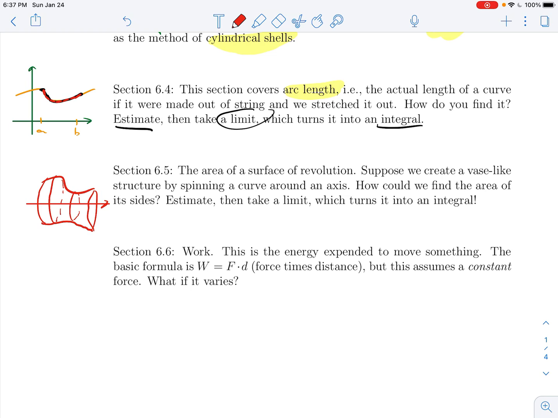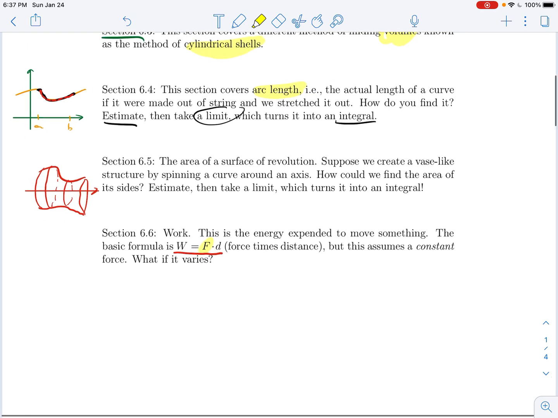Section 6.6 is about work. In physics, you may have learned that work is force times distance, but the problem is force isn't always constant. If I move closer to a magnet, the magnetic force is stronger. If I move farther away from a massive object, the gravitational force is weaker. So if force is changing, we can't just say, oh, take the value of force and multiply it by distance. But there's a formula with integrals that does this.